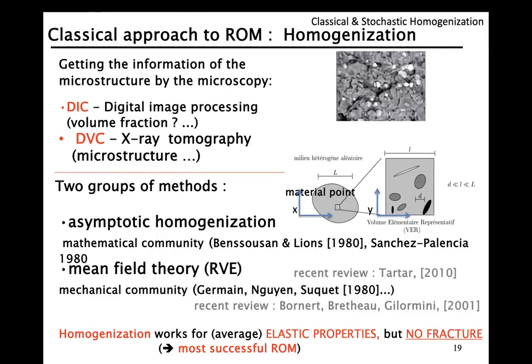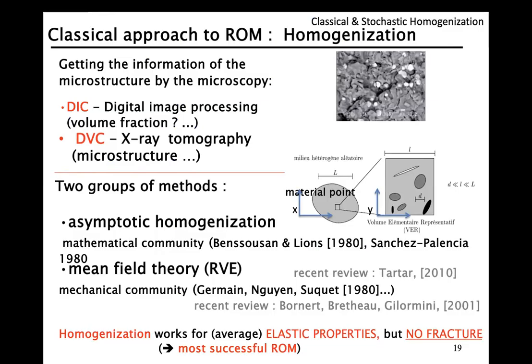You can post-process and get this displacement field, or you can do it, if it's a sufficiently small specimen, by putting it in an X-ray machine. And you do X-ray tomography, you start a digital volume correlation, that means you have a displacement field throughout the volume, and you can get a better match.